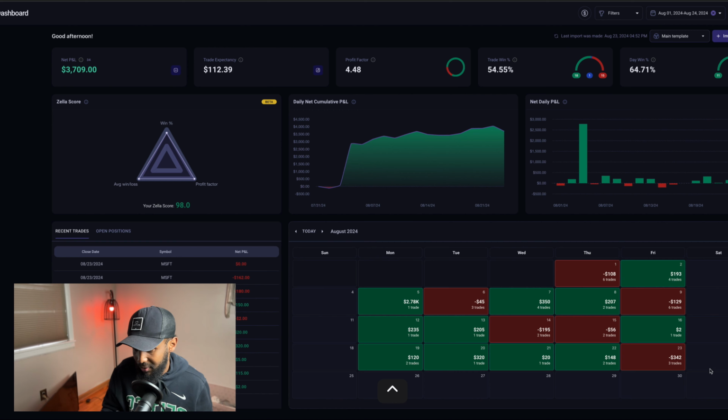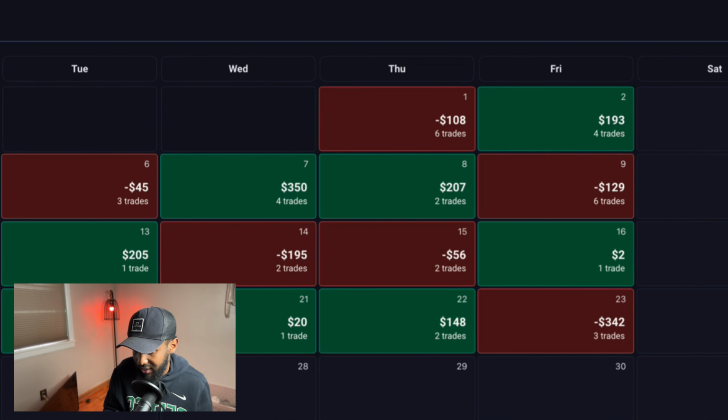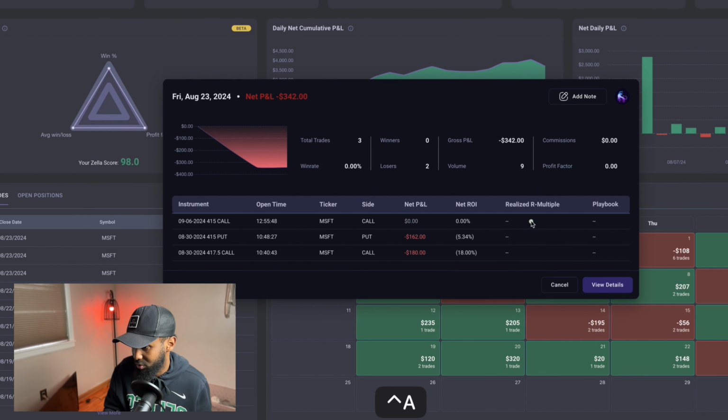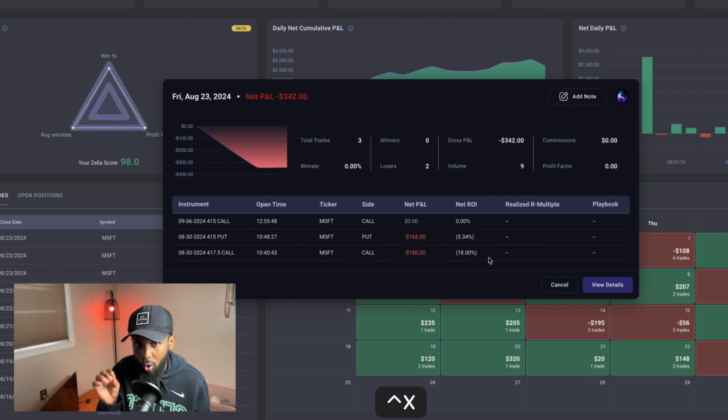But the trade that I'll be going over in this video is on Friday right there. I lost $342. It says I took 3 trades, but technically I only really took 2, because this one was a break-even trade on Microsoft. As you can see here, I took a $162 loss, or 5%, on Microsoft puts, and then I took a $180 loss on Microsoft calls. So I'm going to be going over both of those trades and showing you guys how I review my trades so I can learn from them.